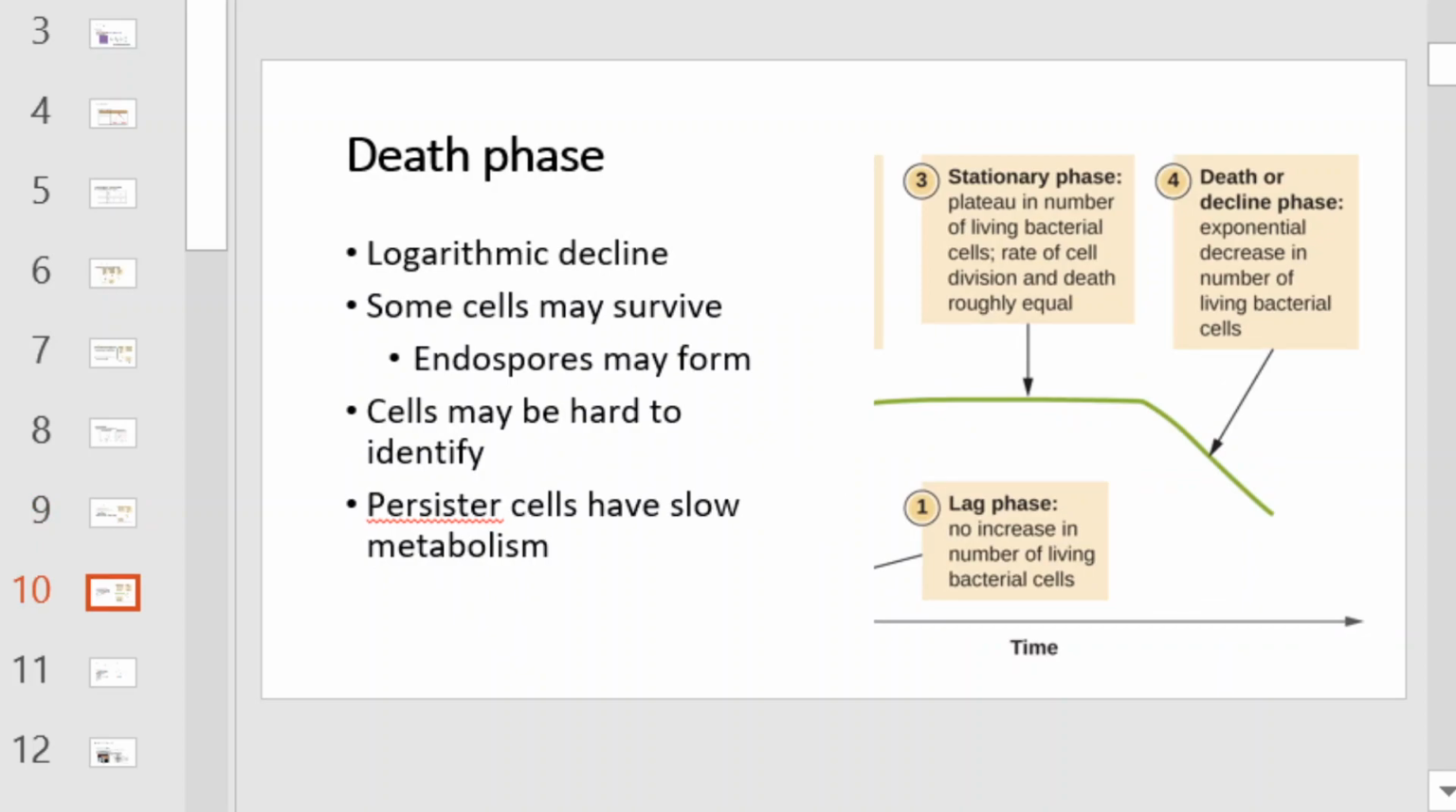Here we have the death phase. This is logarithmic decline. At this point, the environment will no longer support life. Some cells may survive through the production of endospores. At the end of the day, if nothing is done, the entire culture will die.